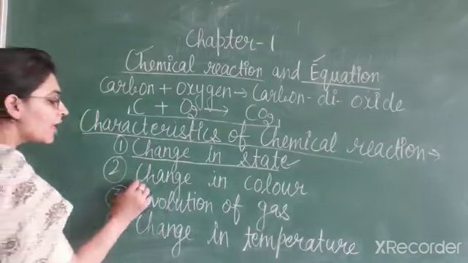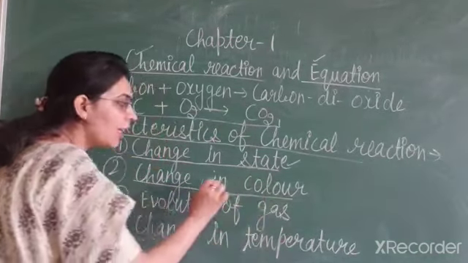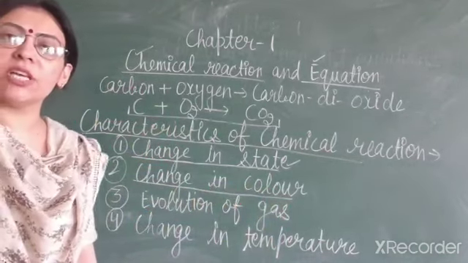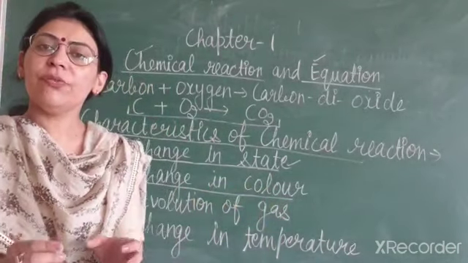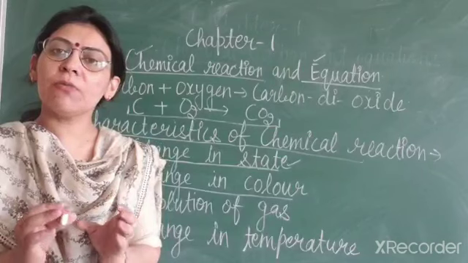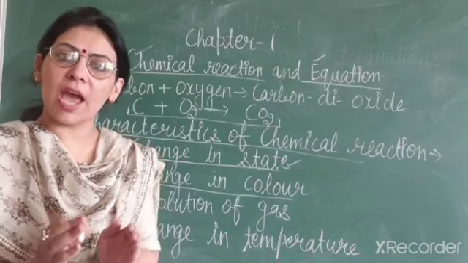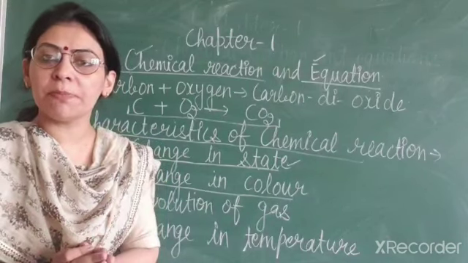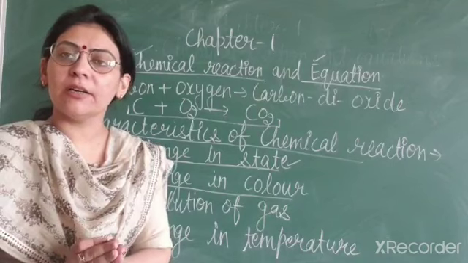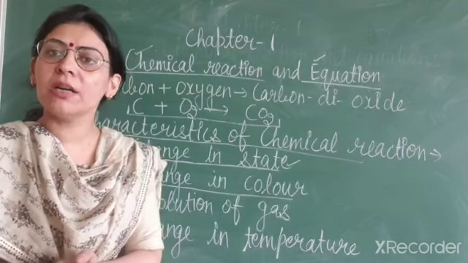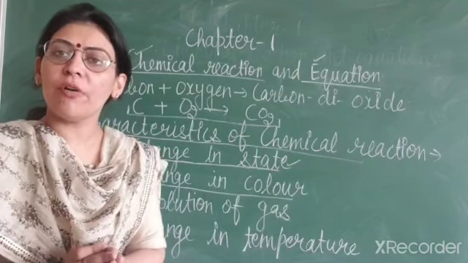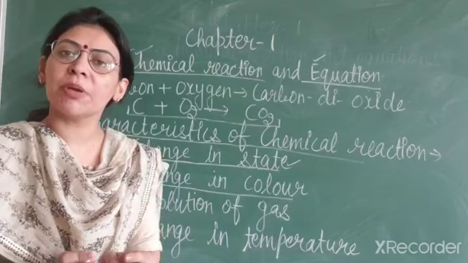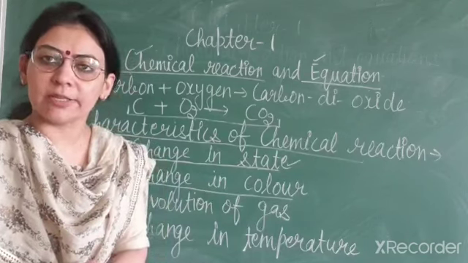Now next is the change in color. The second point is the change in color. If we take a beaker and add some water into it, after that we add 2-3 crystals of potassium permanganate, the water gets colored, it gets converted into pink color. The change in color of any liquid shows that some chemical reaction has taken place.